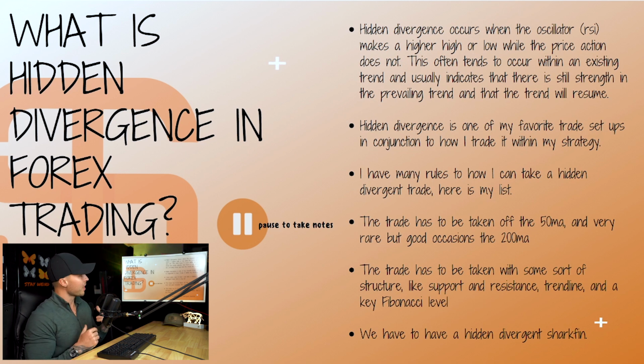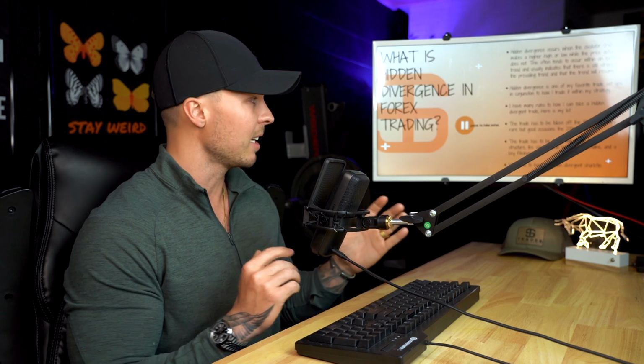But what happens with this is this often tends to occur within the existing trend. So this is a trending divergence, meaning if we see this type of divergence and we're in a trend, it's likely to follow the trend, okay? So, like I said, hidden divergence, definitely one of my favorite trade setups, if not my favorite. But I have many rules in order to take hidden divergence.